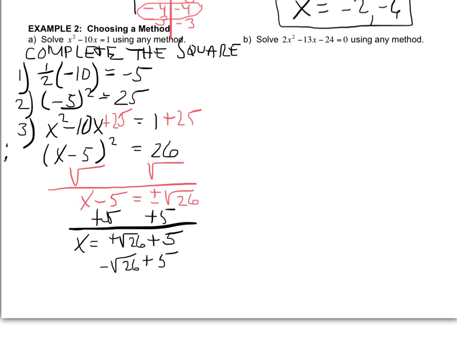And now again here, I don't expect you to do this one out in your head and try to figure out what is the square root of 26. Square root of 26 we can do on a calculator very simply and then add 5 to it. We can also do the negative square root of 26 and add 5. And our two solutions are going to be about 10.1 and approximately negative 0.1.